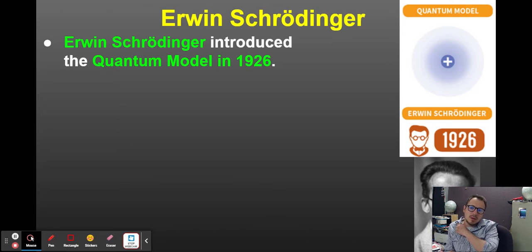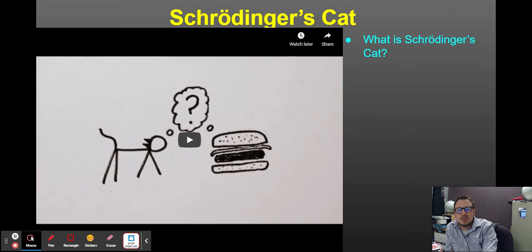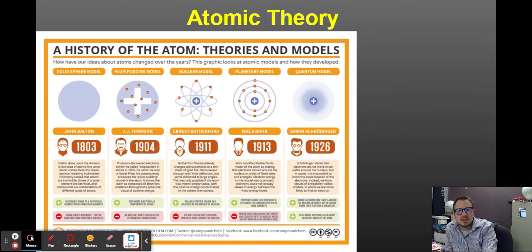And then Schrodinger came along and introduced the quantum model in 1926. And you've probably heard of Schrodinger's cat. So he proposed that the electrons don't orbit around. There's a probability that we know about where the electrons are, but we cannot tell for sure. And he introduced us to the quantum world where things get kind of weird at that small level. If you want to learn a little bit more about Schrodinger's cat, there's a quick video. And this is the history, right? This is the history of the atom's theories and models.